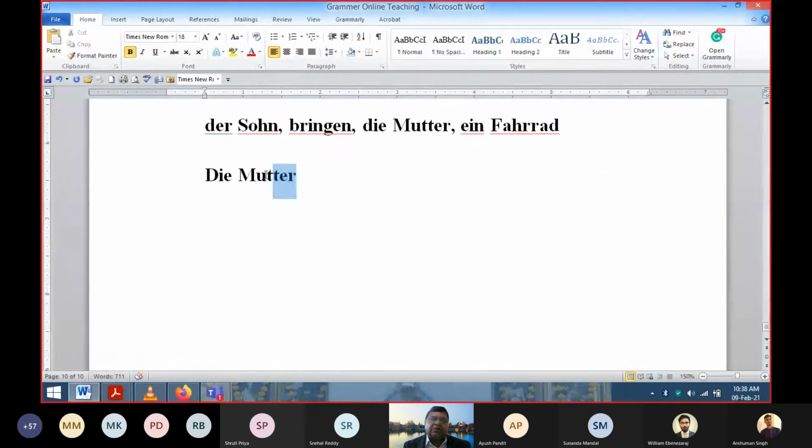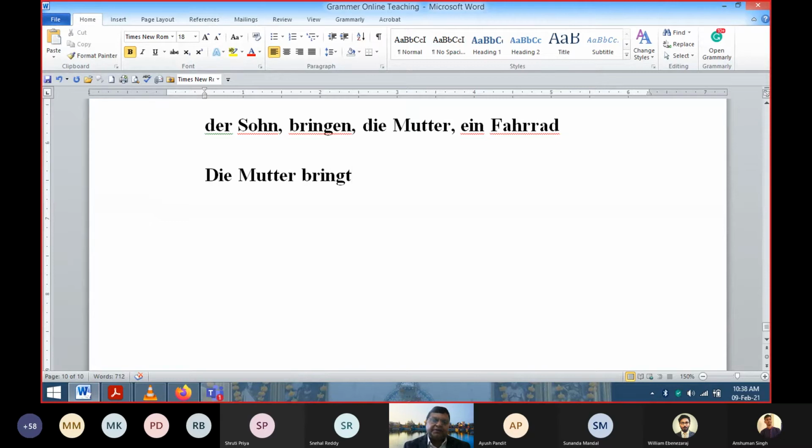Die Mutter. Now Mutter is the third person singular, and here the verb bringen is given in the original, infinitive form, which is not correct because in third person singular it should have a T ending. So I have used the correct verb, which will go with the subject.